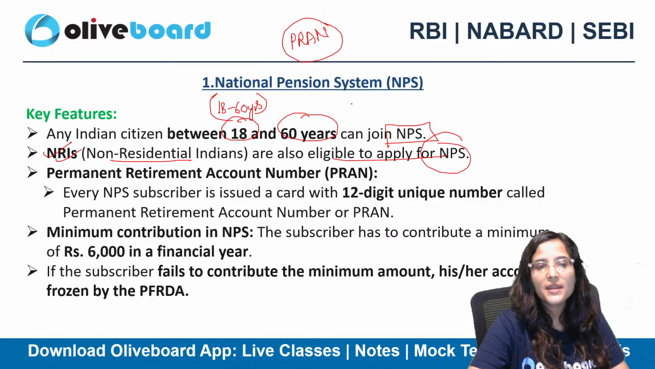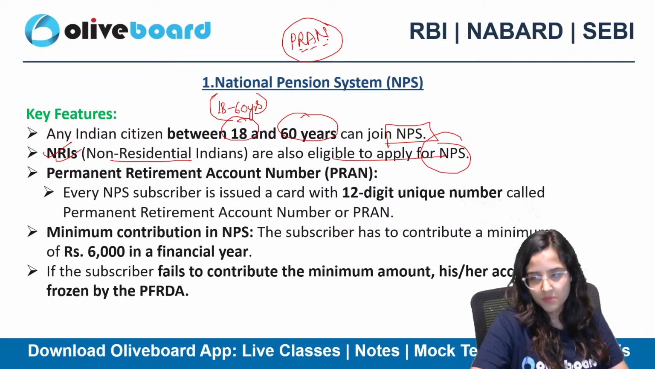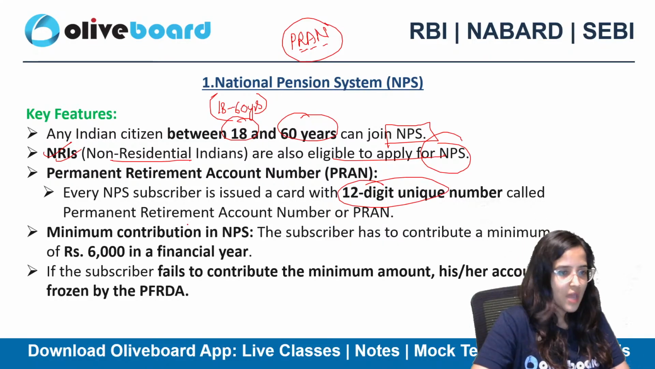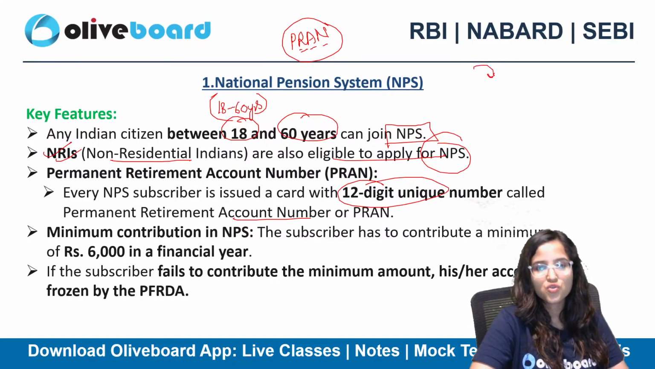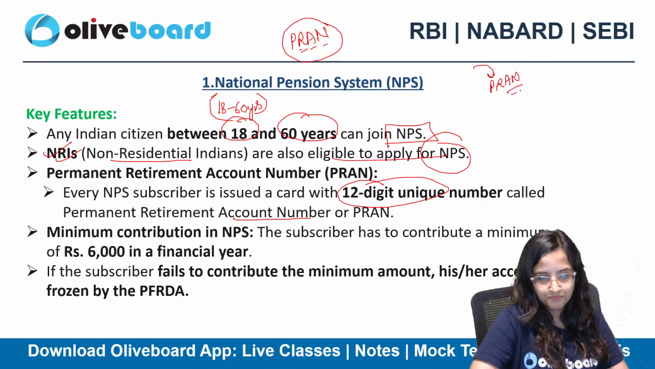So this is the Permanent Retirement Account Number. PRAN is a permanent retirement account number. This is a 12-digit unique number. Whoever has subscribed for NPS is going to get a PRAN number.